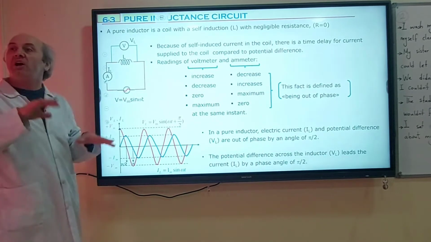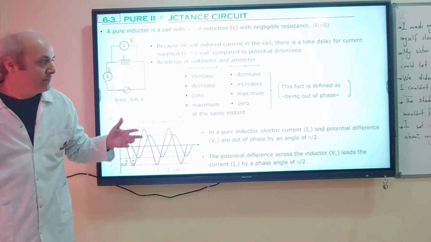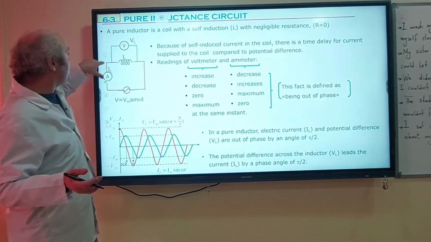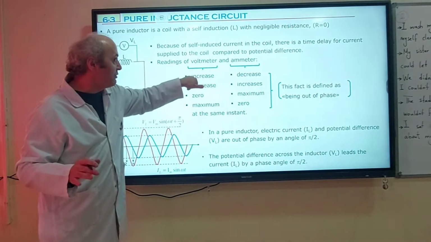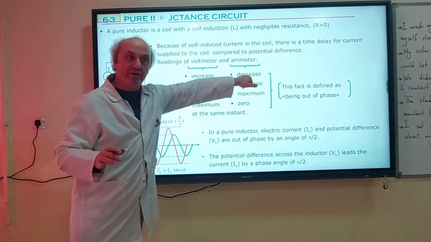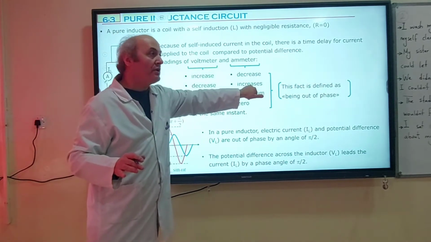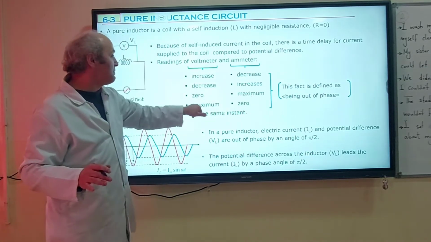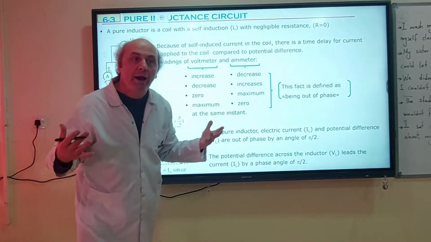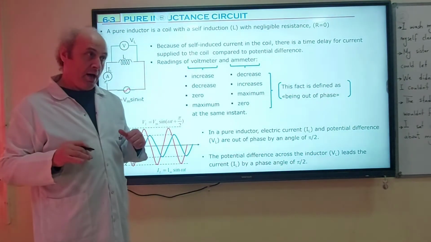Yeah, electric current and potential difference are not changing together. Oppositely changing. That's why reading of the voltmeter and ammeter are different. When reading of the voltmeter increases, reading of the ammeter decreases. When reading of the voltmeter decreases, ammeter increases. When voltmeter is 0, ammeter is maximum. When voltmeter is maximum, ammeter is 0. Why? Because of the self-induction of the coil.